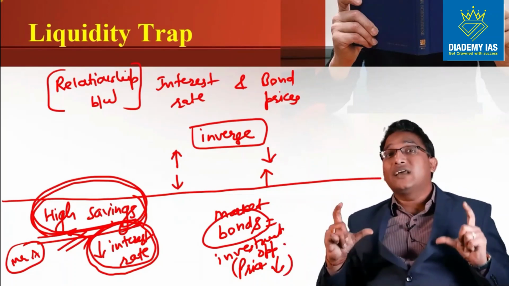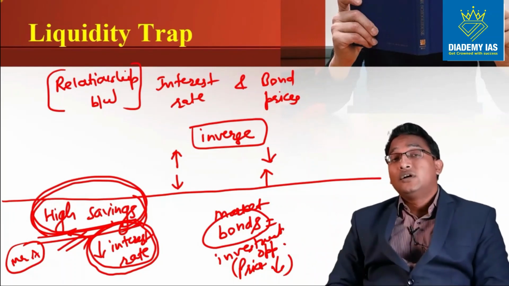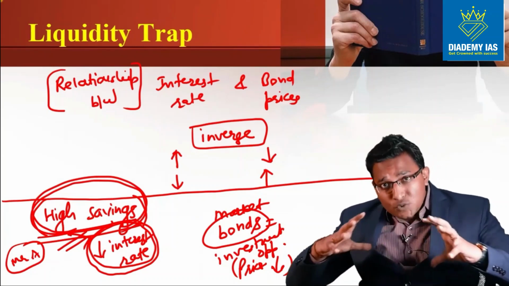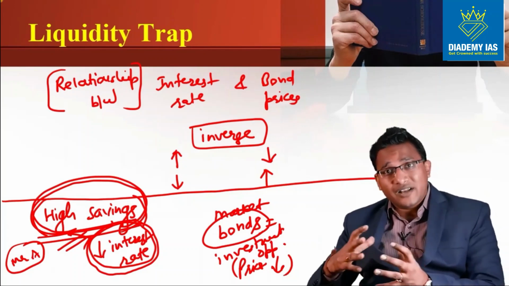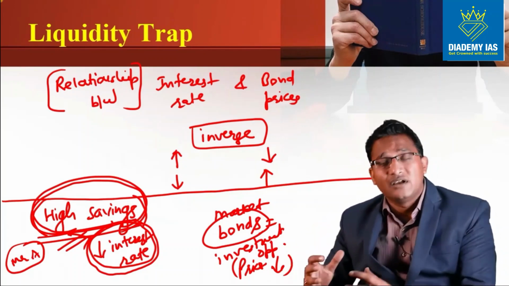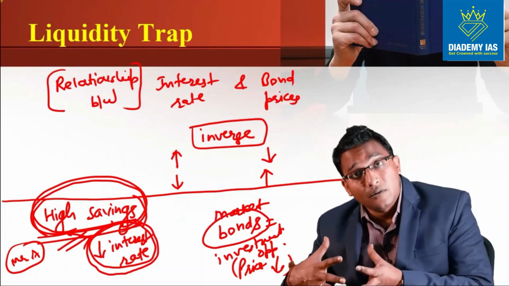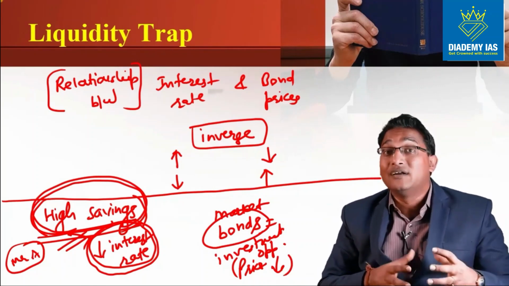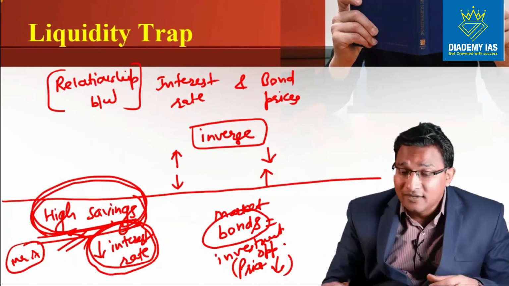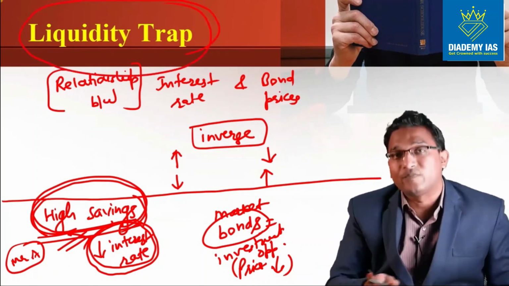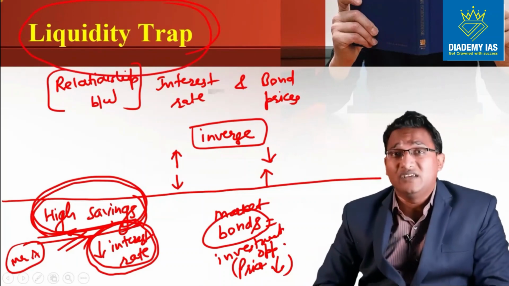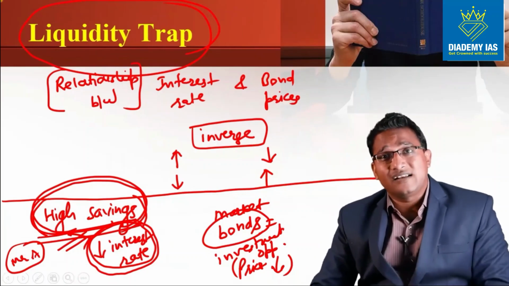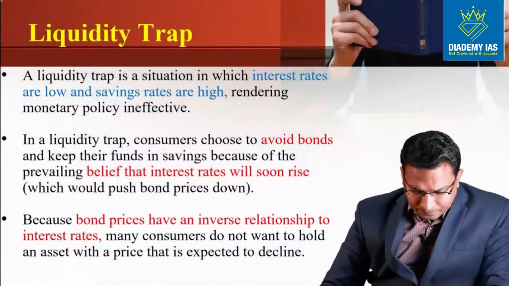Because of this psychological issue, they are not buying the bonds. So even if there are huge balances in the saving account, interest rates are low, and there are investment opportunities, still people are not ready to invest into the economy, and the liquidity gets trapped in the bank accounts. Are you getting the point? The liquidity gets trapped in the bank account. That is why this is called liquidity trap. This is very, very important, because this concept has been given in the NCERT, and till date it has not been asked in the examination. There are high chances that the examiner will ask this question.